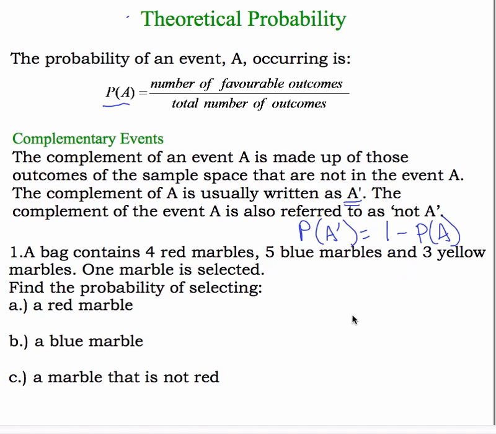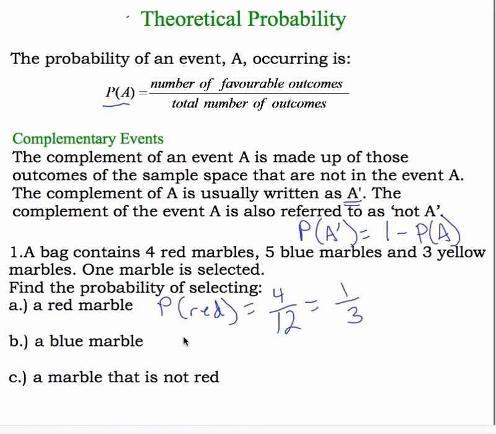Alright, so let's take a look at this example here, and we'll work out the theoretical probability. A bag contains 4 red marbles, 5 blue, and 3 yellow marbles. 1 marble is selected. Find the probability that the marble is red. There are 4 red marbles, and there's a total of 4, 9, 12 marbles. So it's 4/12, which, if we simplify it, is 1/3.